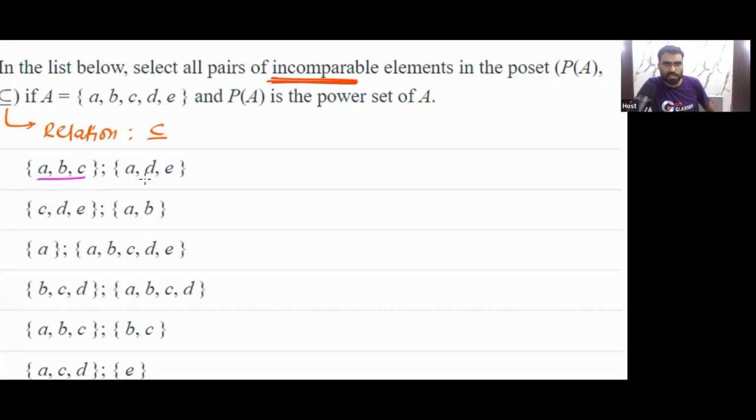So what about ABC, ADE? They are not subsets of each other. So yes, they are incomparable. The question is asking for incomparable. They are not subsets of each other. The next pair is also not incomparable, because this is actually a subset of this. So they are actually comparable, and the question is asking for incomparable.